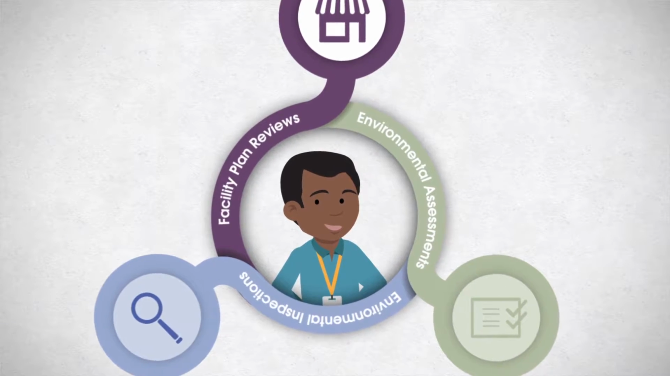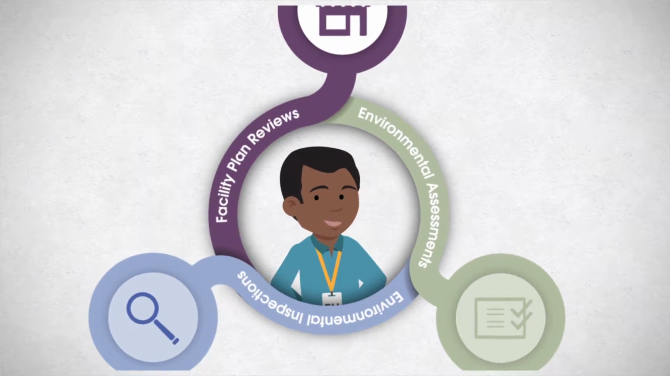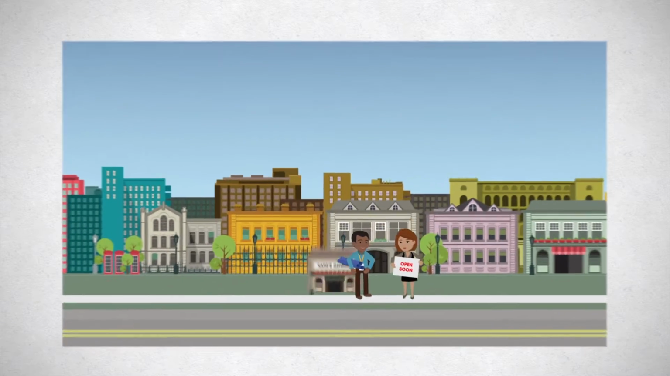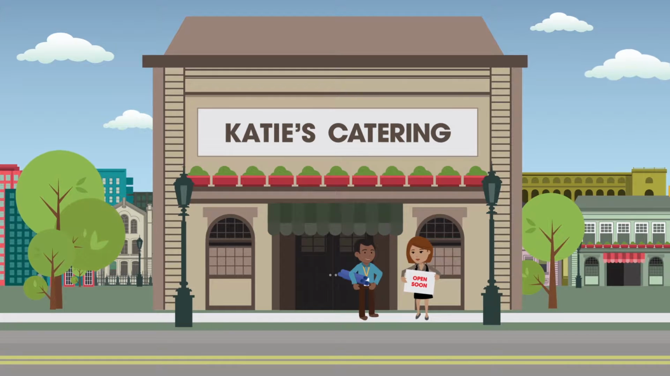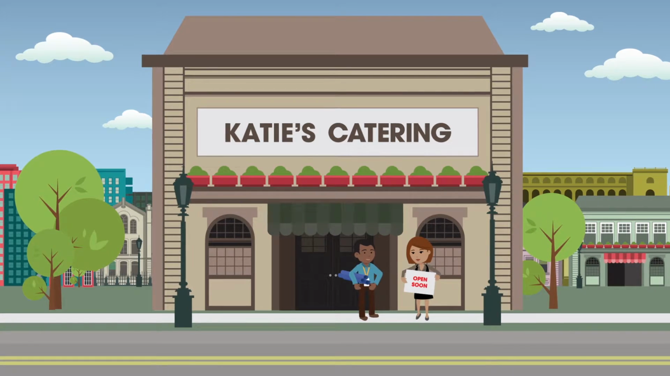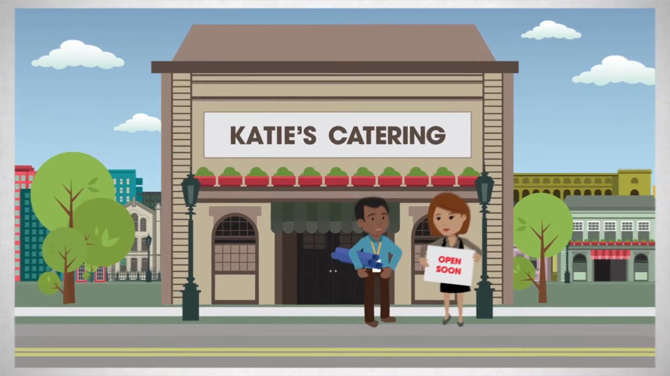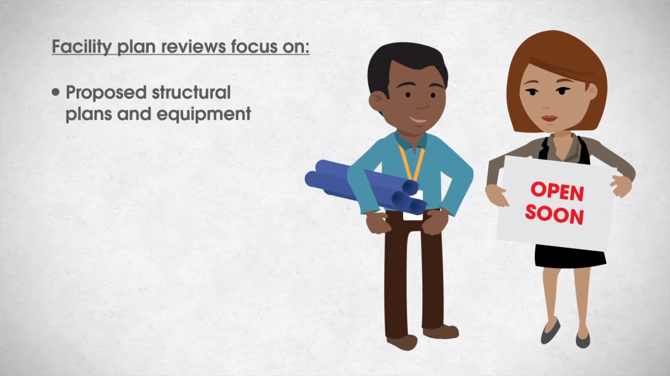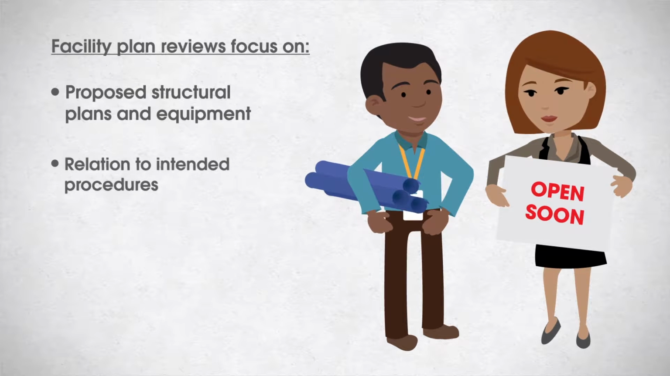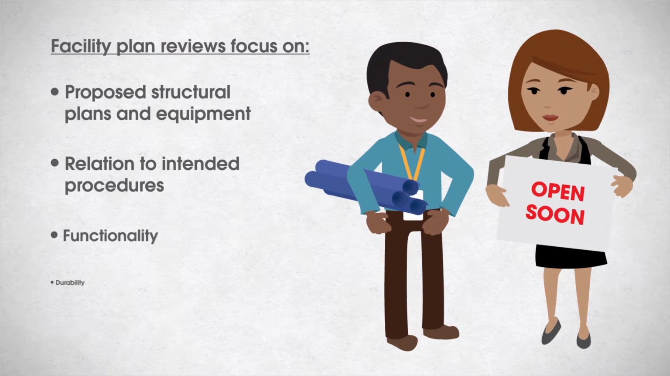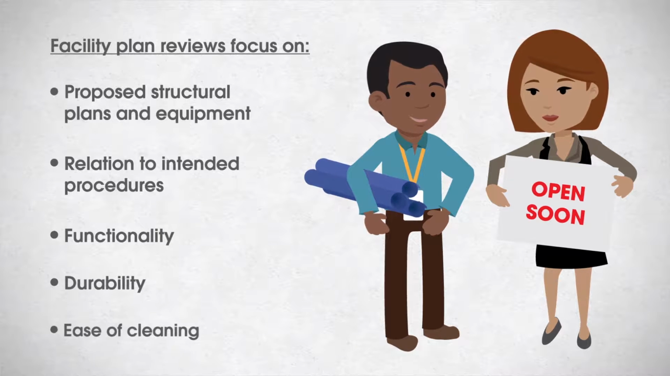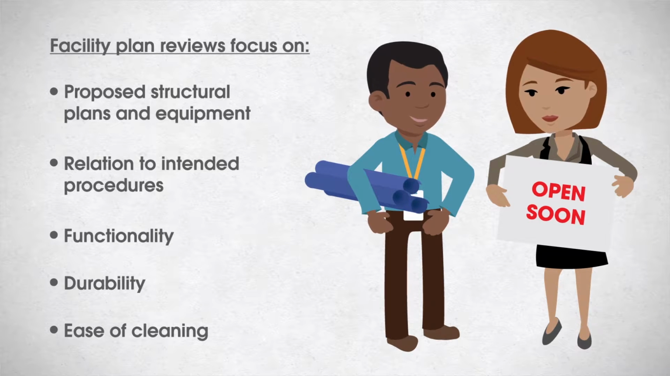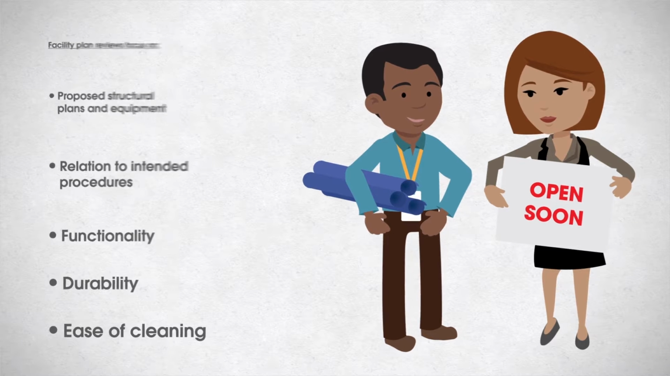A facility plan review is a preemptive activity to identify and mitigate potential food safety problems in the future. They are undertaken to promote healthy and safe food system environments and operations to reduce risks to human health. They focus on proposed structural plans and equipment at the establishment, in relation to intended procedures, and functionality, durability, and ease of cleaning. Facility plan reviews are initiated by establishments.